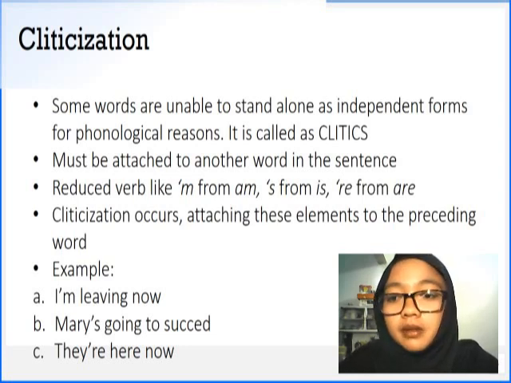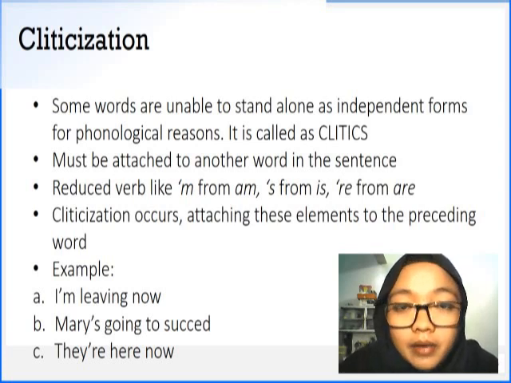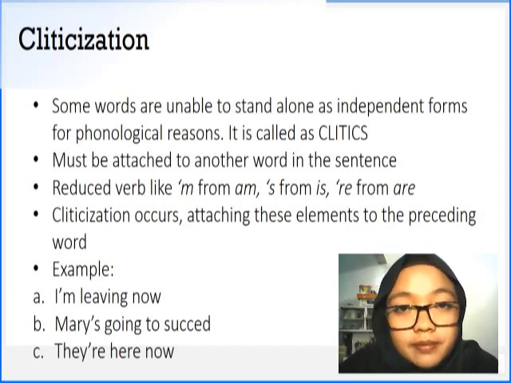What is the example? The example is: I'm living now. I apostrophe m, and the apostrophe m is the clitic. It stands for I am. So this one is called a clitic, and the process is called cliticization. You got a point?